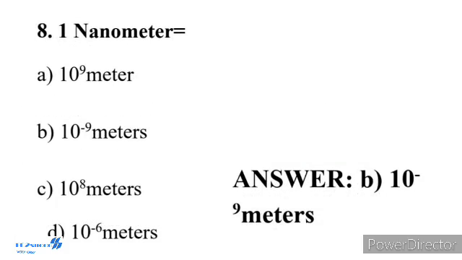Question number 8, 1 nanometer is equal to. Option A, 10 power 9 meter. Option B, 10 power minus 9 meters. Option C, 10 power 8 meters. Option D, 10 power minus 6 meters. So the correct answer, option B, 10 power minus 9 meters.